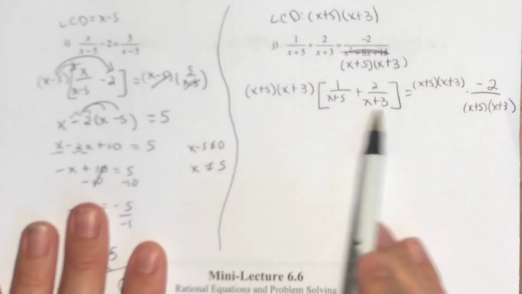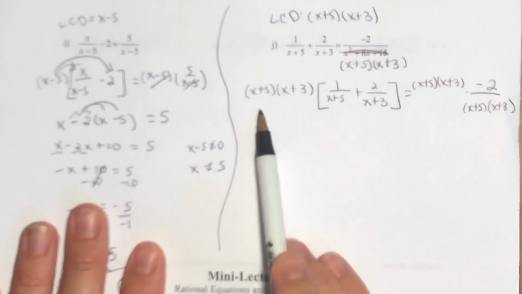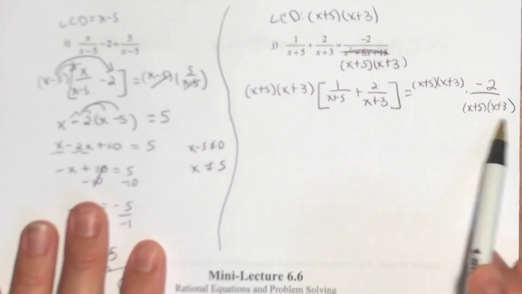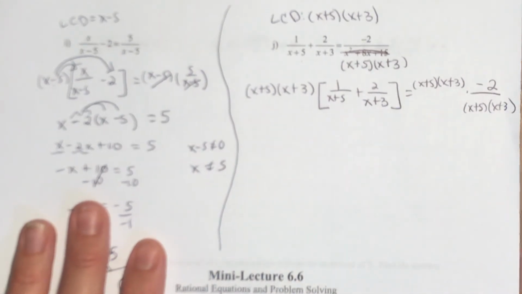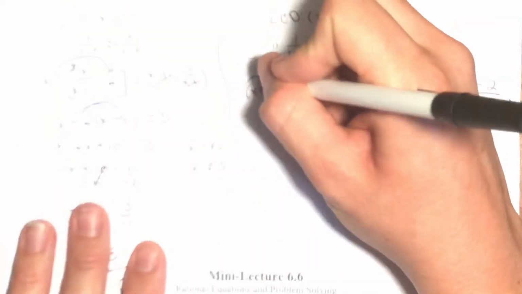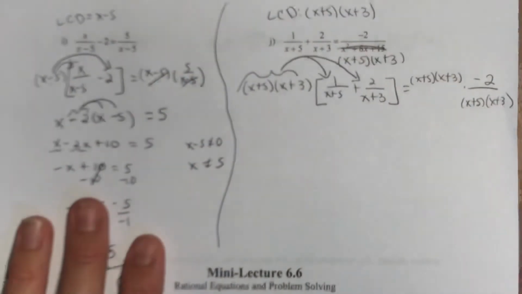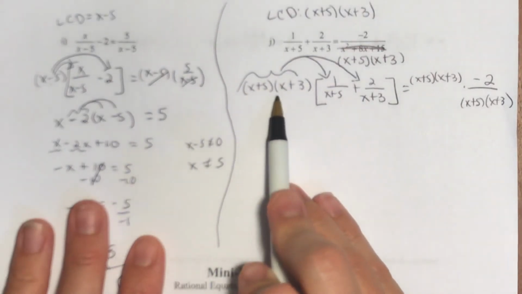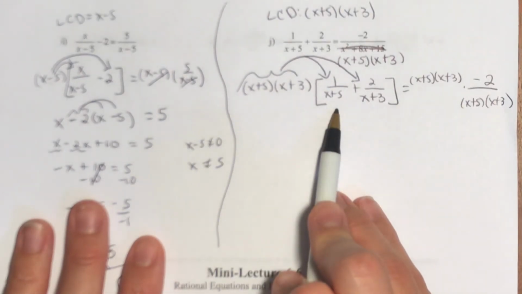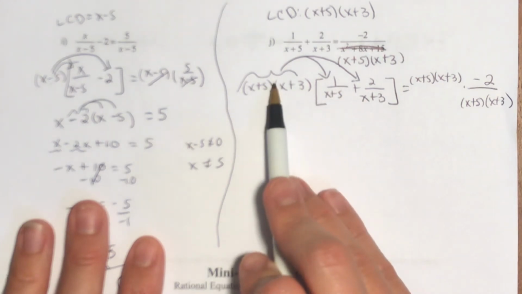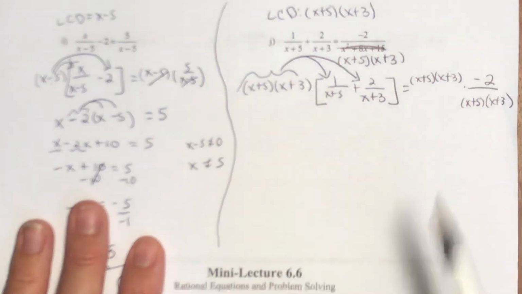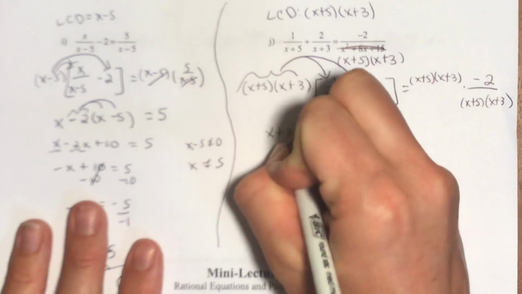So here's the left side, here's the LCD, here's the right side, here's the LCD. I multiplied it to both sides. On the left side, we will distribute. And when I distribute x plus 5 times x plus 3 to 1 over x plus 5, the x plus 5's cancel, and we're left with x plus 3 times 1, which is just x plus 3.